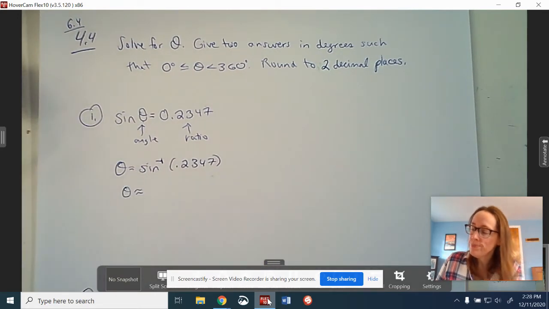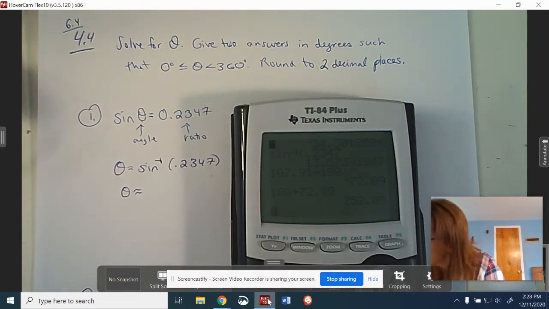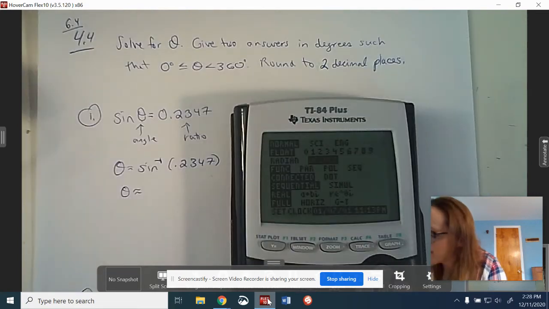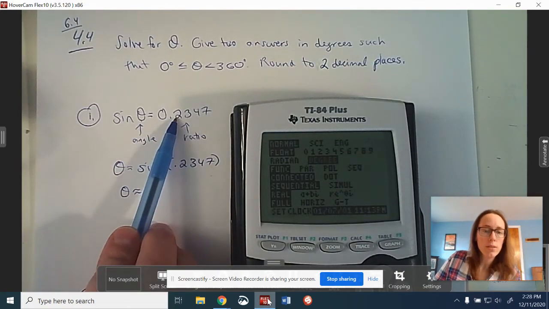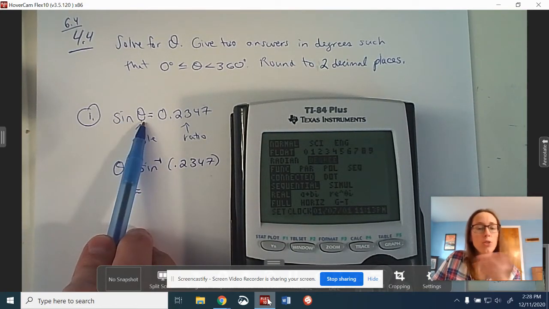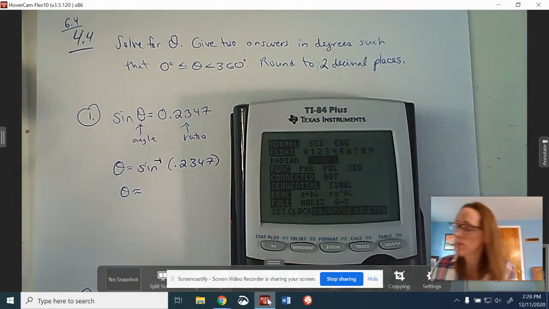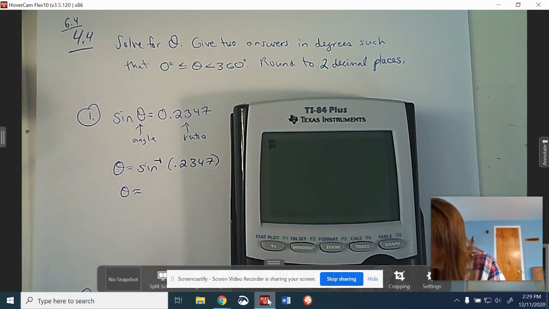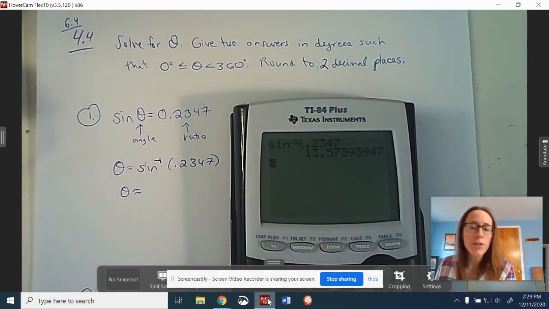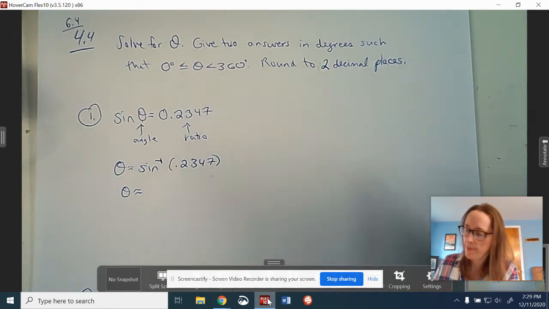So what we're going to do is put the calculator in degree mode. Again, the ratio has no units. Theta itself could be degrees or radians. We're picking degree mode because the direction said to give the answer in degrees. And what we're going to do is sine inverse of 0.2347, and we get 13.57 degrees.